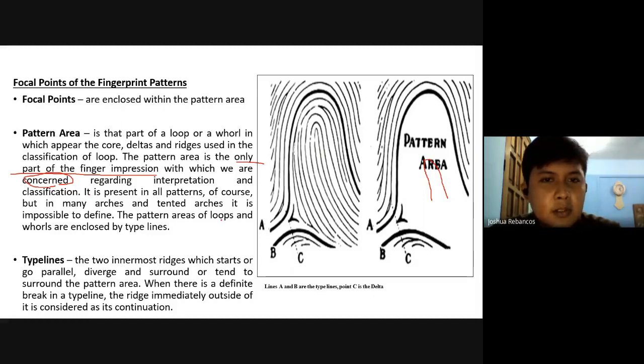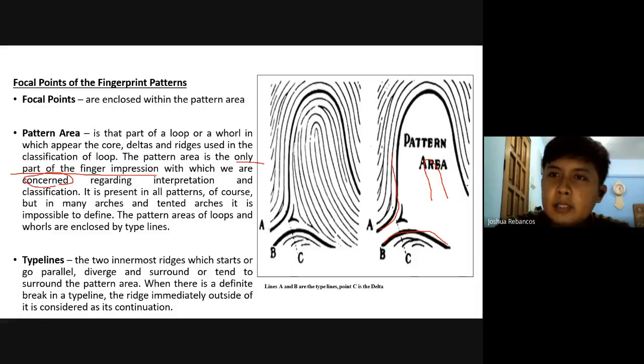The pattern areas of loops and whirls are enclosed by type lines. Ang tinatawag natin type lines, the innermost ridge which starts parallel, diverge, and tend to surround the pattern area. When there is a definite break in a type line, the ridge immediately outside of it is considered as its continuation. So, ito yung ginagamit natin type line. Okay? Nag-diverge sila. Basta guys, itong type line, itong mga malalaking bold na lines. This is the type line. Okay? Ito yung type line natin.